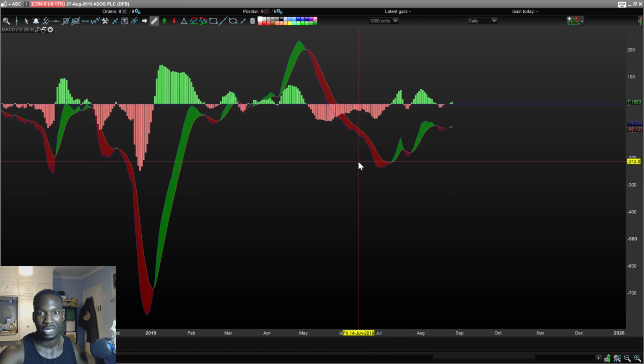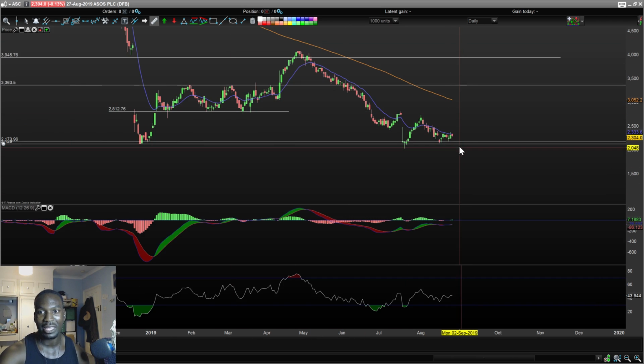But because of this MACD being really flat, this is not what I like to see when I enter a trade. I want to see something aggressive, something like this, where the MACD line is crossing over the signal line and it's a very steep gradient. I'm not really seeing that here, so there could be potential for it to climb, but based off the MACD and RSI, it's just a wait and see right now for me.